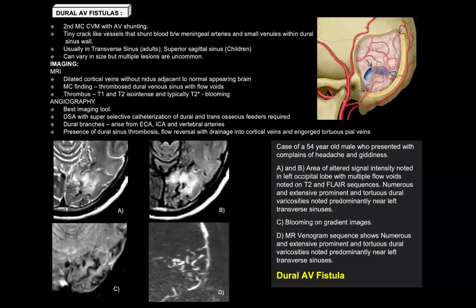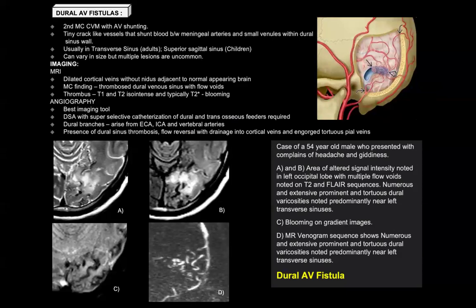These are tiny crack-like vessels that shunt blood between the meningeal arteries and small venules within the dural sinus wall. They occur usually in the transverse sinus in the case of adults and superior sagittal sinus in the case of children. MR imaging features include dilated cortical veins without nidus adjacent to normal appearing brain parenchyma. A thrombus in the dural venous sinus with flow voids is the most common finding, and the thrombus may appear T1 and T2 isointense and typically shows blooming.